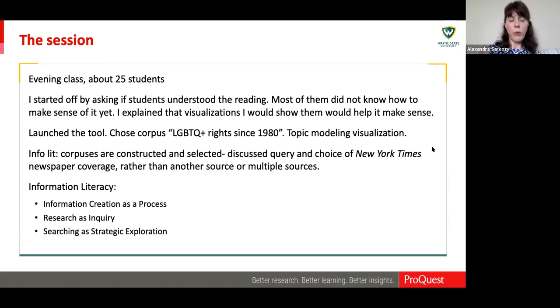And the real power of the TDM Studio, I'm sorry, in the classroom is that the visualizations can bring home the concept so beautifully.